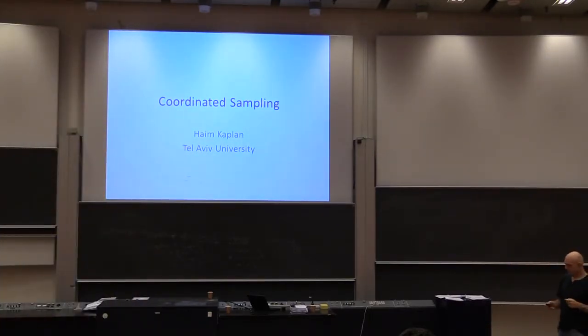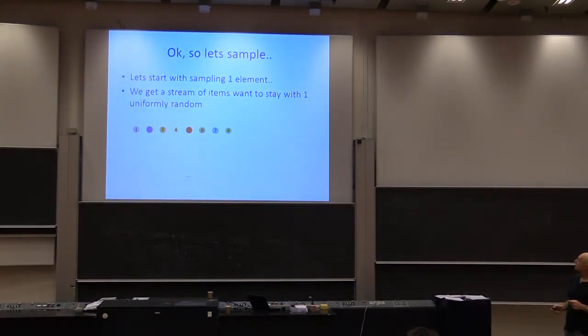I'm going to build the stuff as I go. Okay, so sampling. Let's start with sampling one item. That's kind of easy, and I can even do it in the streaming model that Brown talked about this morning. So I show you the items one by one, and you get a stream of items, and you want to stay with one item uniformly at random. You don't even have to know when the stream ends. At any point in time, you have to have one, uniformly at random, from whatever items you've seen.